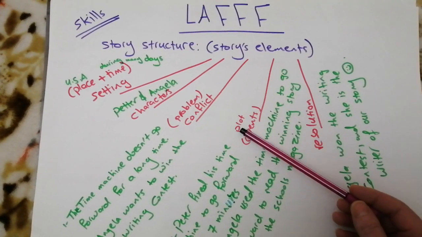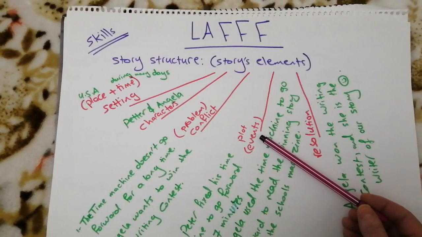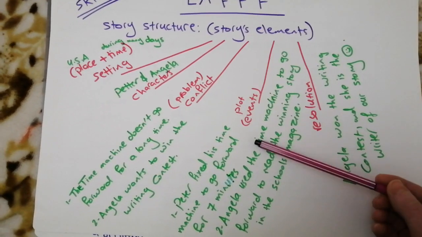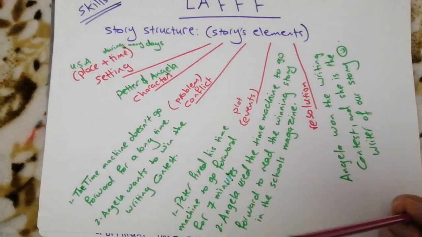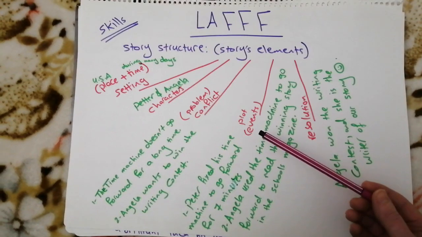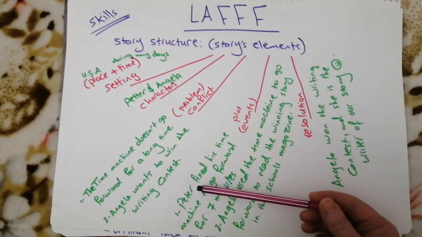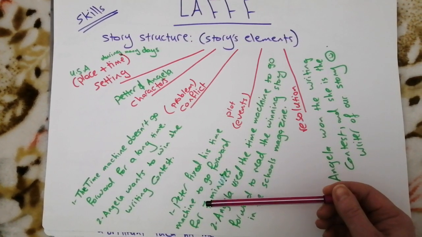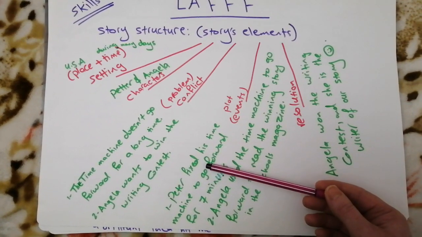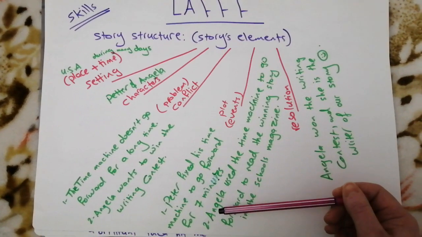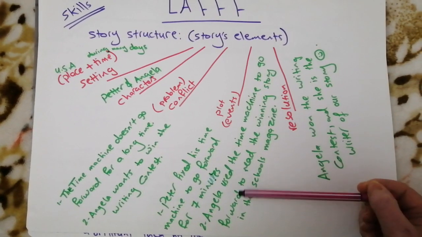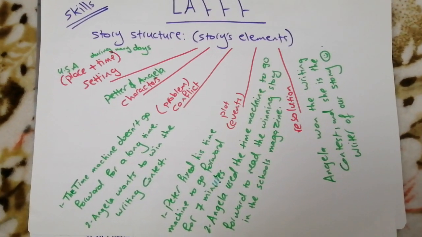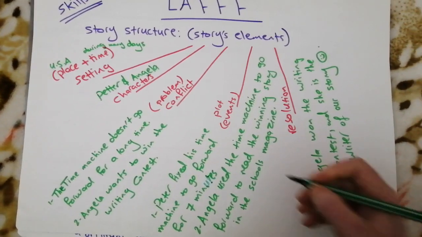Okay. Now, the plot events, which are the important events that happened after the problem, that the main characters did and acted to try to solve their problems. What are the important events that happened after the problem? The first one, Peter fixed his time machine to go forward for 7 minutes, and he was working on his machine. And the second one, Angela used the time machine to go forward to read the winning story in the school's magazine.